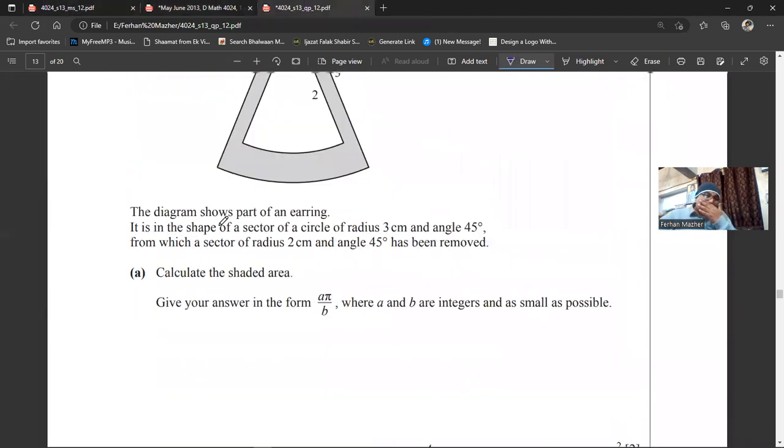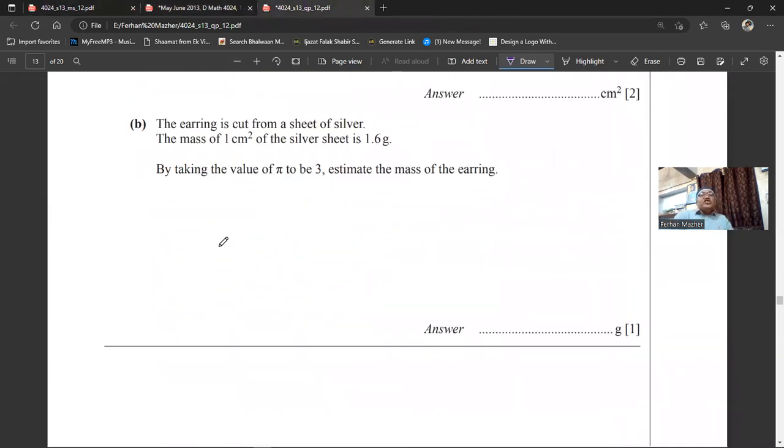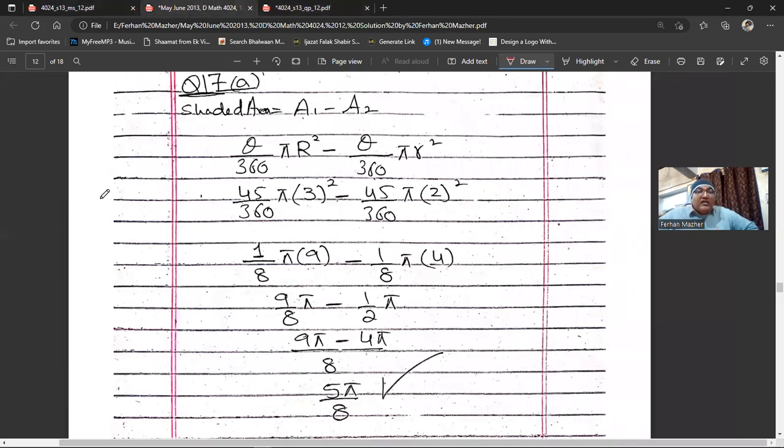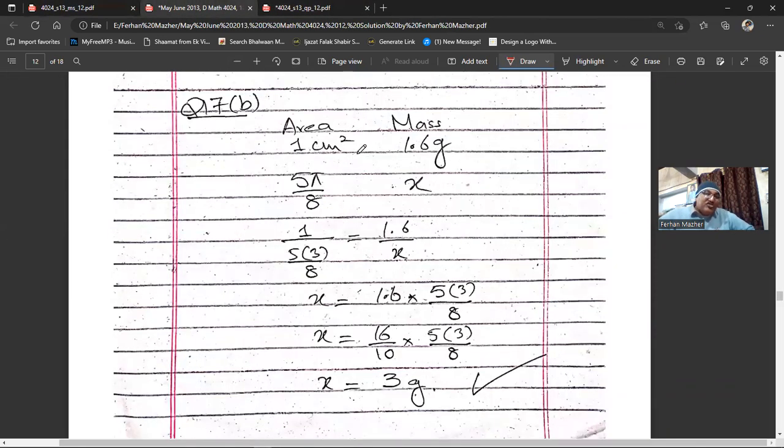In the B part, question number 17, B part, he says the earring is cut from a sheet of silver. The mass of 1 centimeter square of the silver sheet is 1.6 gram. By taking the value of pi to be 3, estimate the mass of the earring. Okay, so here we have the area. If the area is 1 centimeter square, the mass will be 1.6 gram. If the area is 5 pi by 8, how much is the mass? Here in the place of pi, we will put the value 3.